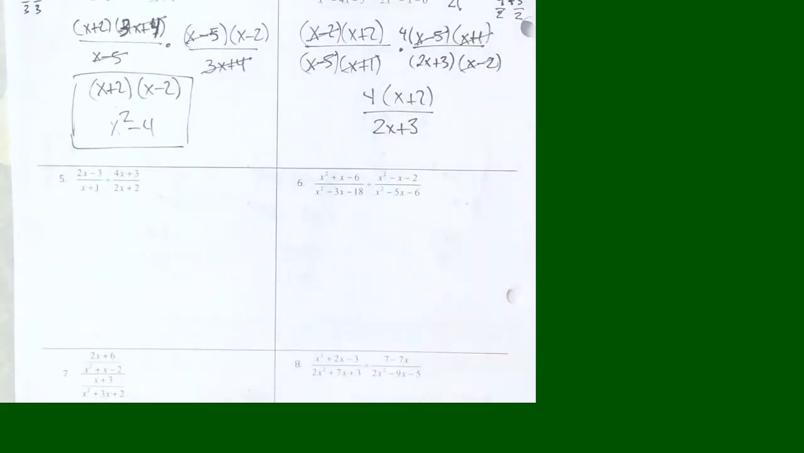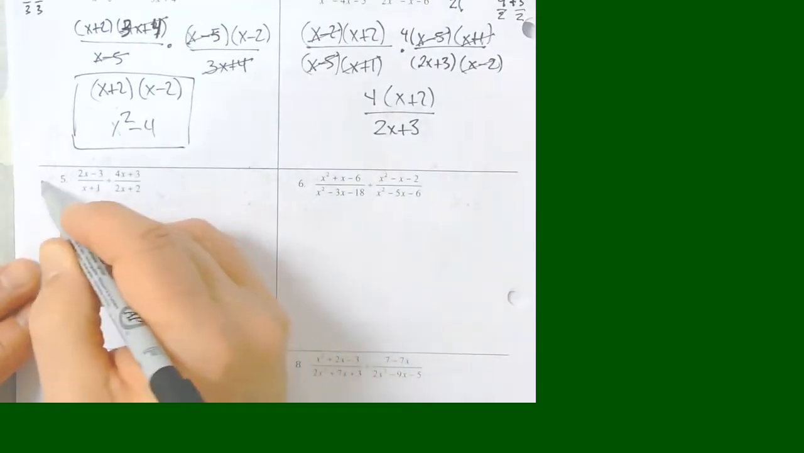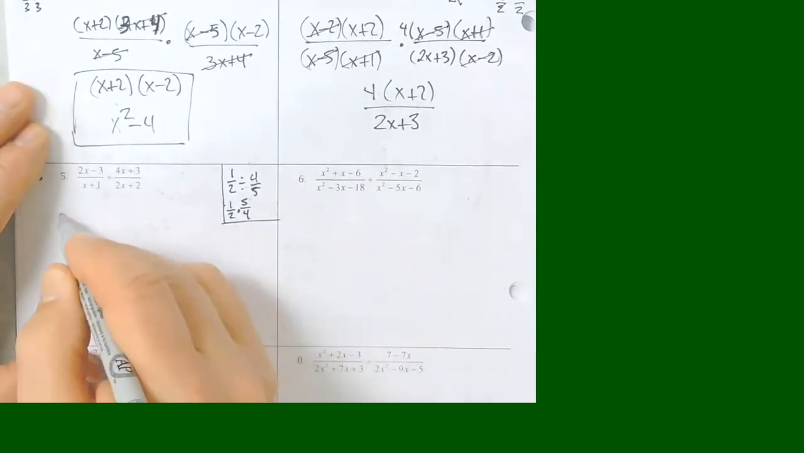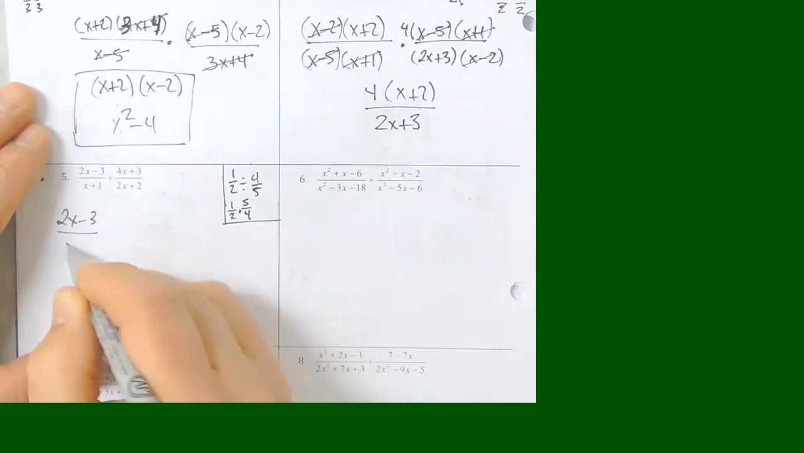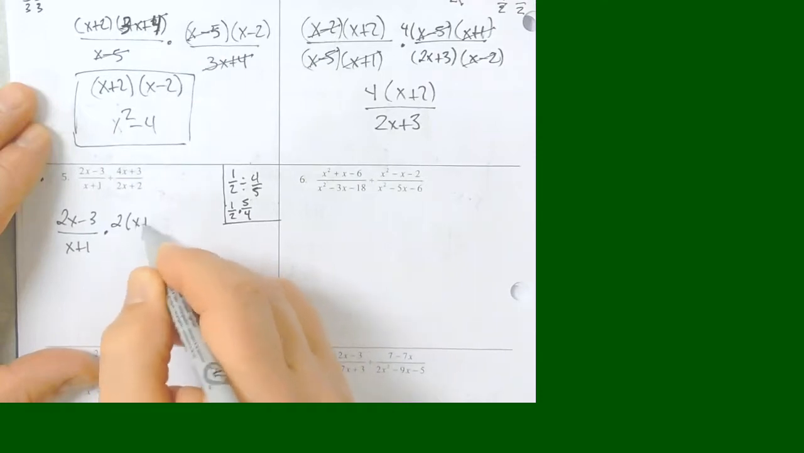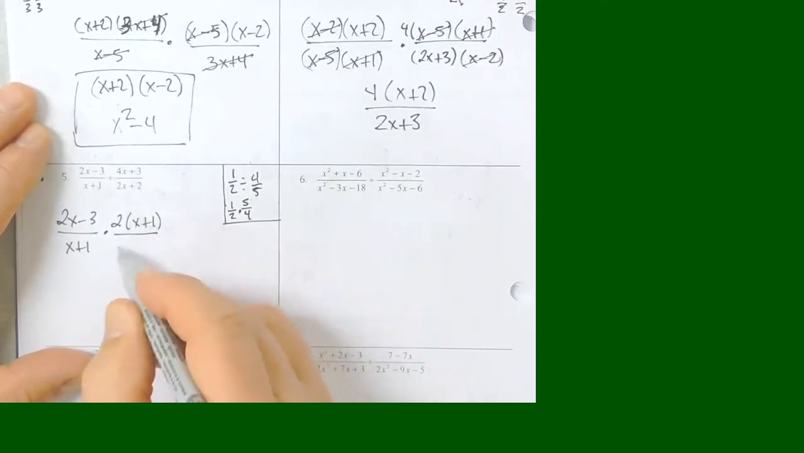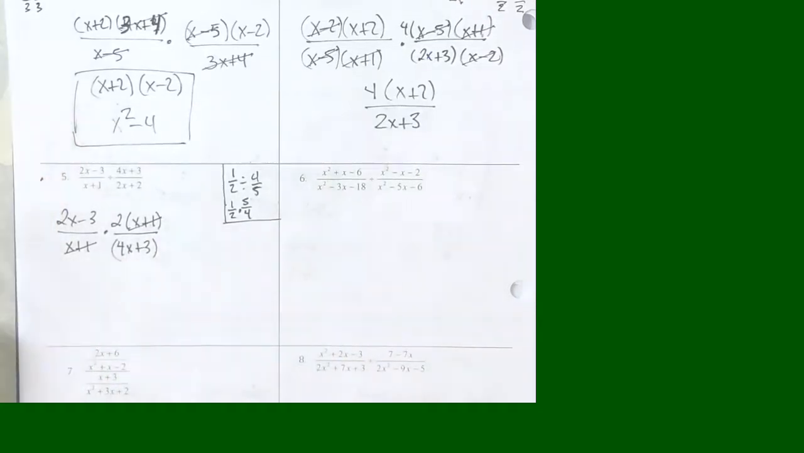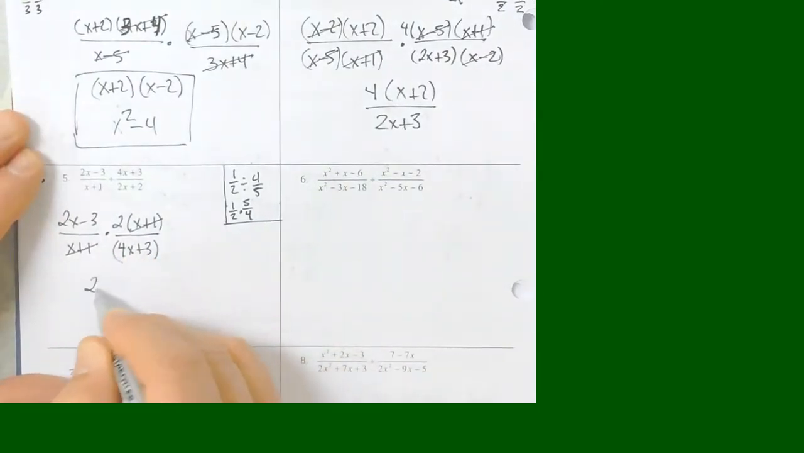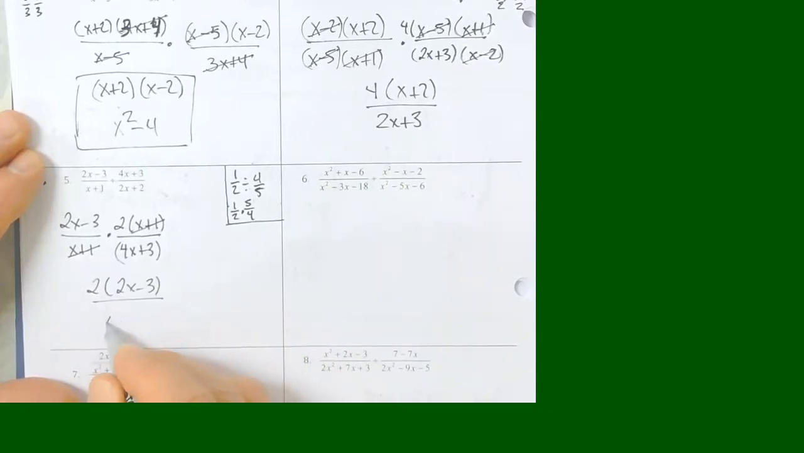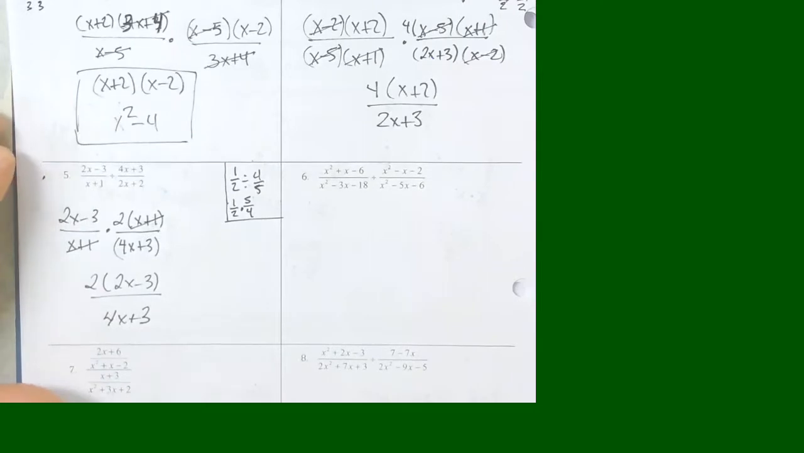Okay, let's look at division. So, what do we do when we divide? Okay, so here I'm going to do the same thing. I rewrite my first one, I take my second one, and I flip it. I'm going to factor as I do that. And that gives me x plus 1s that cancel out. 2 can be left on the outside. 2x minus 3 over 4x plus 3.